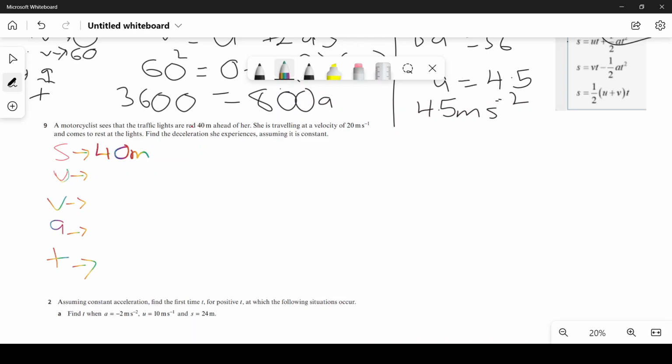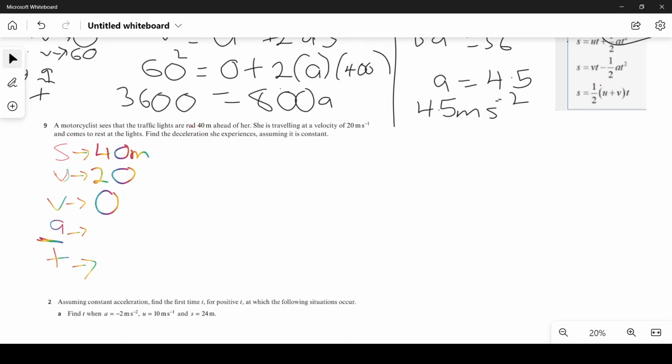So which of those is the initial? The one that was there first. So 20 is going to be our U. She comes to rest at the traffic lights. So coming to rest, that's 0. That's the final velocity. Find the deceleration. Now it's talking about acceleration. That's what we're going to calculate there. So let's look at this. We're going to make the equation. This is the same equation for all these, but we're going to see some questions where we use different equations in the future.